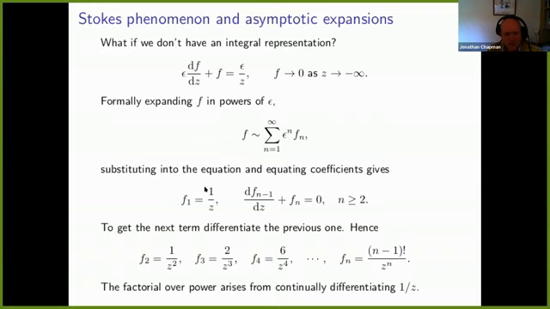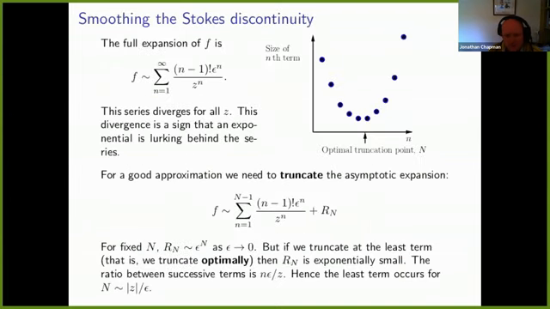You find that differentiate 1 over z, I get 1 over z squared, and then 2 over z cubed, and the general term is just n minus 1 factorial over z to the n. So you get this factorial over power behavior that is typical of singular perturbation problems. So this is an asymptotic expansion. Each term is a factor of epsilon smaller than the one before. And so if epsilon is small, then the terms are gradually getting smaller and smaller, as is true of all asymptotic expansions.